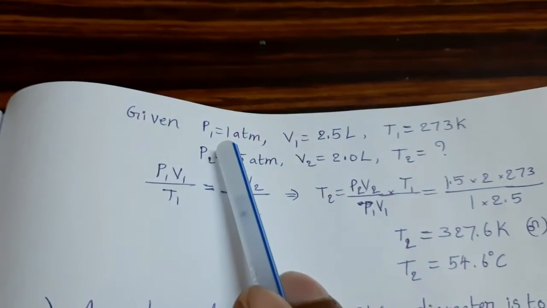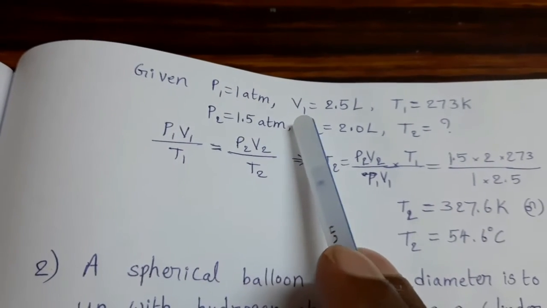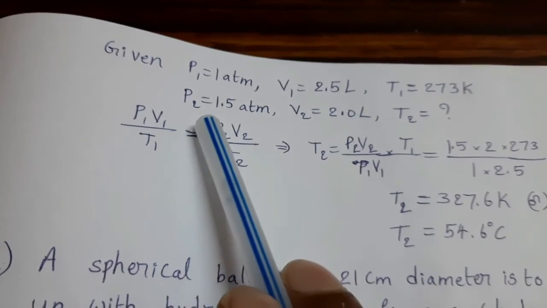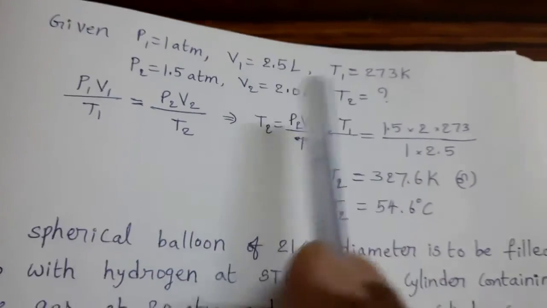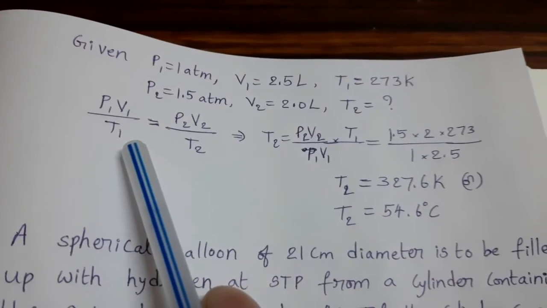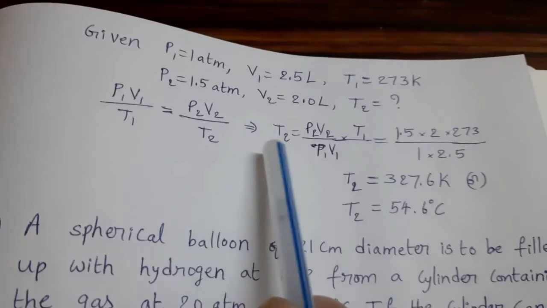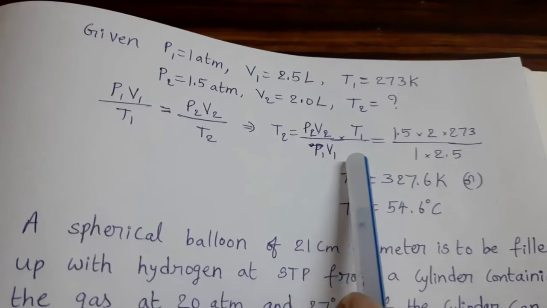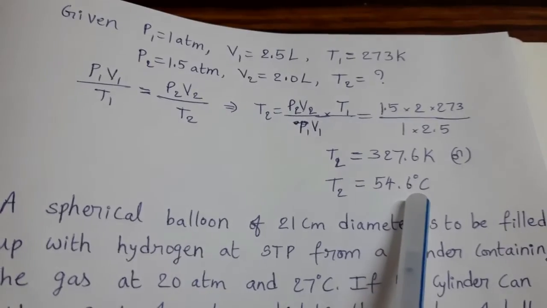Okay, so see here, initial pressure P1 is 1 atmosphere, initial volume 2.5 liters, initial temperature 273 Kelvin. Final pressure 1.5 atmosphere, final volume 2.0 liters, T2 we should find out. So this is a suitable formula, P1 V1 divided by T1 equal to P2 V2 divided by T2. So T2 we want, write remaining terms on the other side and substitute the values. Finally we can get our answer 54.6 degrees Celsius.